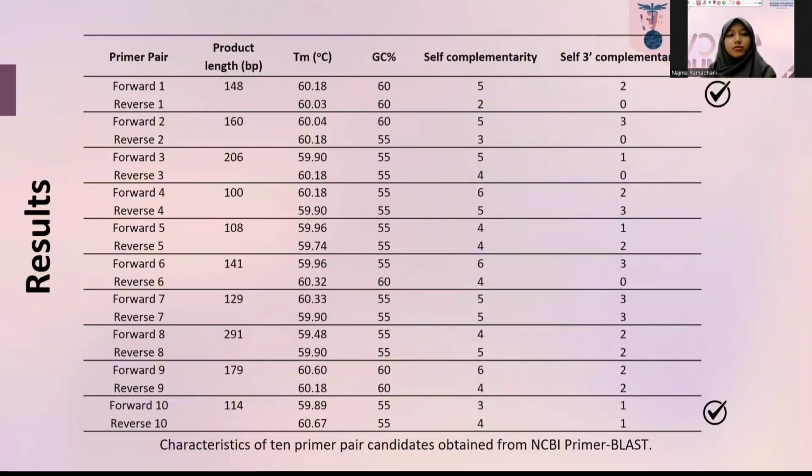This table shows the characteristics of 10 primer pair candidates obtained from NCBI Primer-BLAST. All primer pairs have ideal GC content, Tm difference, and Tm range. Primer pairs 1 and 10 have the least self-complementary values. Therefore, these primer pairs are suitable for primer candidates.